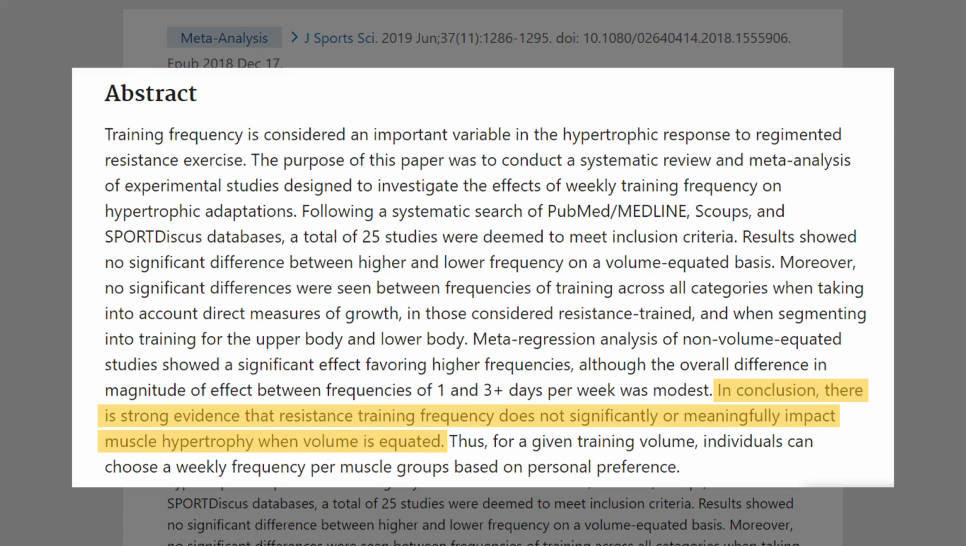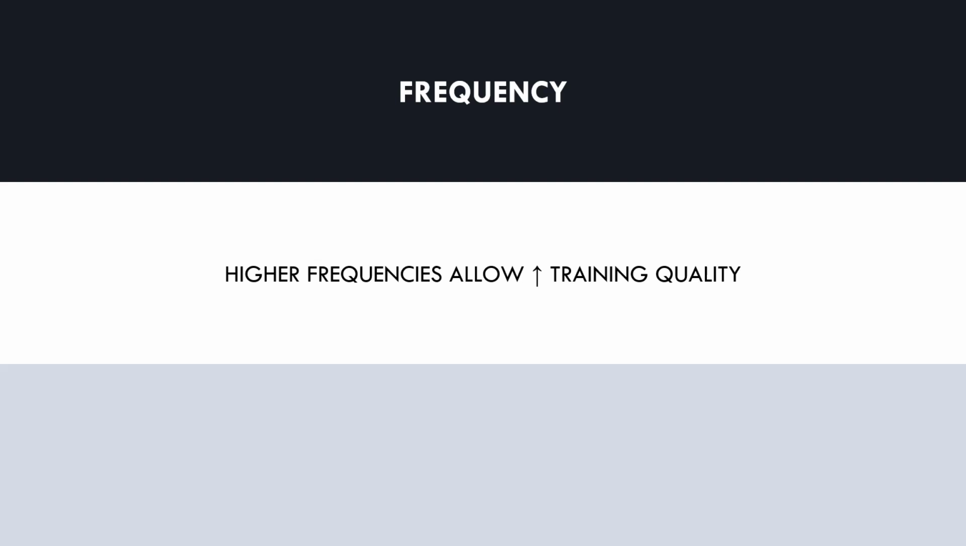However, there did seem to be a slight trend in favor of higher frequencies compared to training a muscle group once per week, although this was not significant. One reason that higher frequencies may potentially have slightly superior effects than lower frequencies is due to the ability to train with higher quality. What this means is that when we train a muscle group multiple times per week, we can perform each set in a less fatigued state.